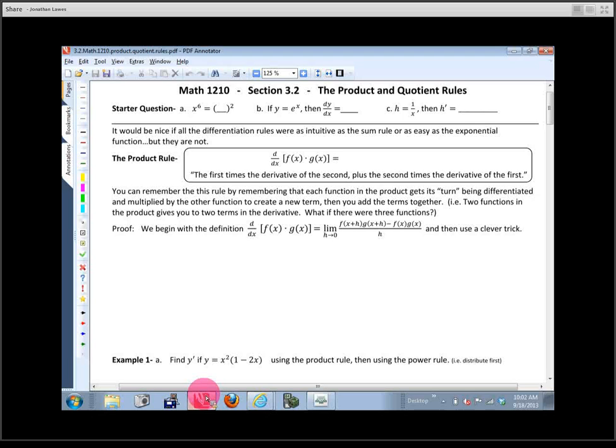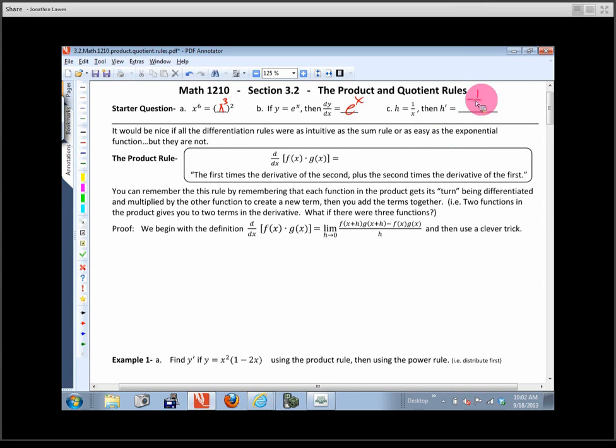So we've got a couple of starter questions here. So x to the 6th, we could also write that as what squared? X cubed. Okay, we wouldn't normally do that. We wouldn't normally complicate things like this, but we could do it in both directions. And then we've got y equals e to the x. If that's the case, then what's dy/dx? E to the x, it's its own derivative. And then if h is equal to 1 over x, what is h prime?